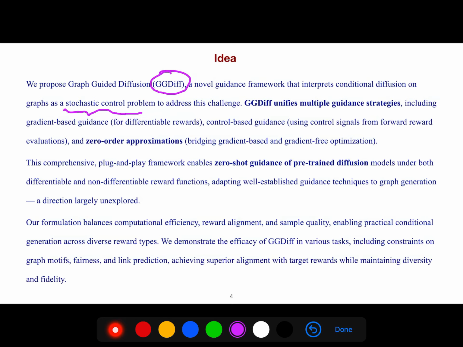So this plug-and-play framework enables zero-shot guidance for pre-trained diffusion models under both differentiable and non-differentiable reward functions, because your reward function can be non-differentiable. So their formulation balances computational efficiency, reward alignment, and sample quality, enabling practical conditional generation across diverse reward types.